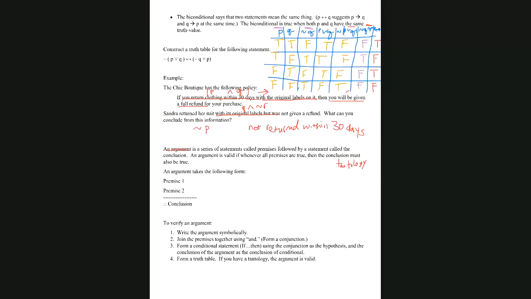We're going to write the argument symbolically. We're going to join the premises together with and. We're going to form a conditional statement using the conjunction as the hypothesis and the conclusion of the argument as the conclusion of the conditional. We're going to form a truth table. And if you have a tautology, the argument is valid. So let's look at a couple of these.